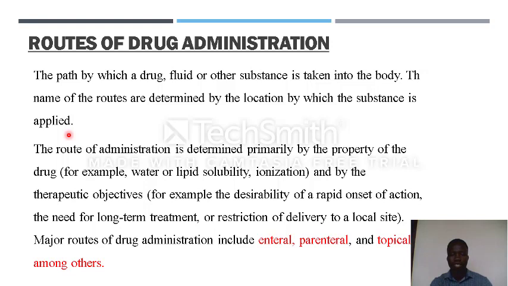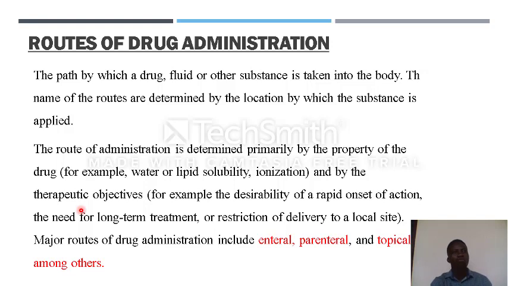The route of drug administration is determined primarily by the property of the drug, for example, water or lipid solubility, and by the therapeutic effect. So in order for you to choose a kind of route to administer a drug, these are some of the things you consider: the property of the drug, that is one, and then the second one is the therapeutic objective. What do we want to achieve? So the therapeutic objectives will also come into play over here.